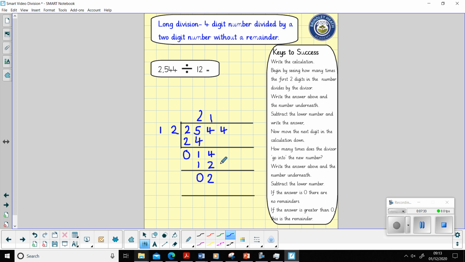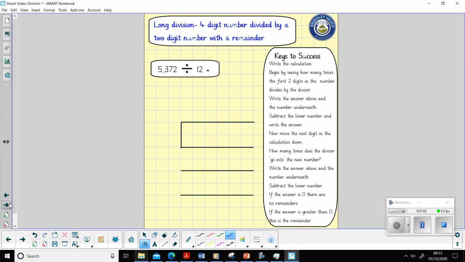And then I just need to bring my final digit down. So my 4 comes down to here. How many 12s are in 24? The answer is 2. And because it's equal, I know that there aren't any remainders with that question.